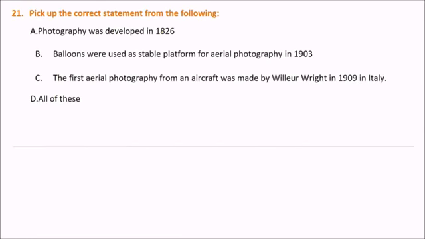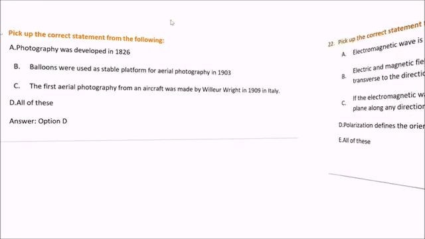Next question, pick up the correct statement from the following. So these are various options for you about the historical purview. Give the answer. The answer is all of this. Photography was developed in 1826. Balloons were used as a stable platform for aerial photography in 1903. The first aerial photography from an aircraft was made by Wilbur Wright in 1909 in Italy.